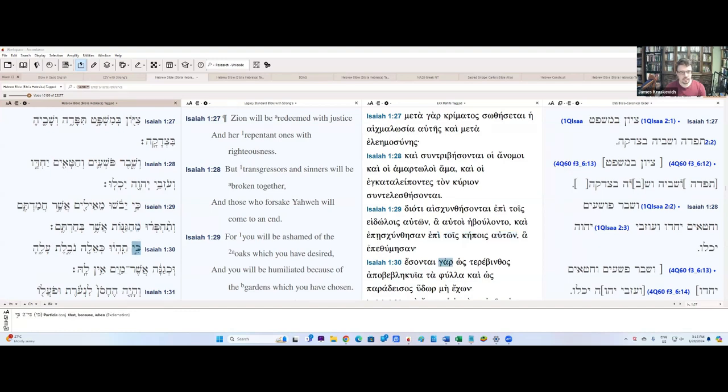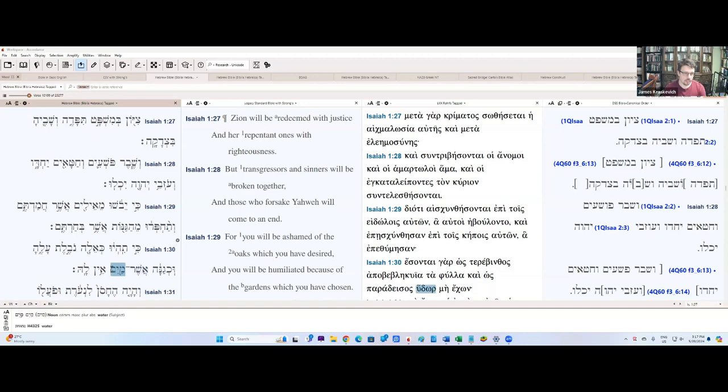Then we have another key sentence here. Key, you will be like an oak, withered of its leaf. So probably this is an oak that no longer has leaves because it's so withered and dry. So you will be like this dried up oak that has no leaves, and you will be like a garden that does not have water in it.